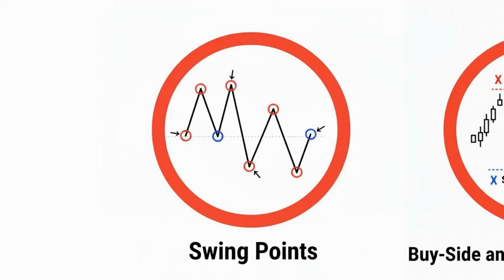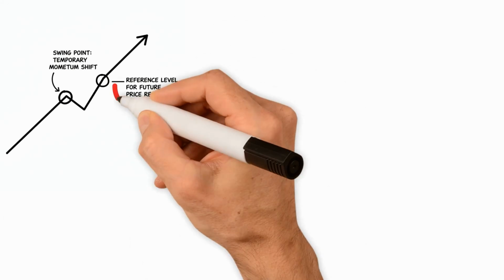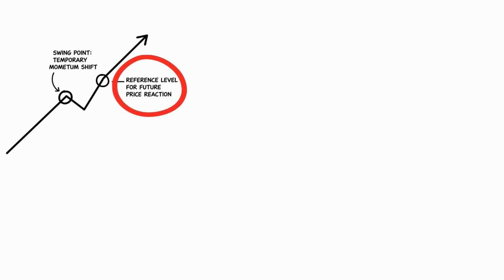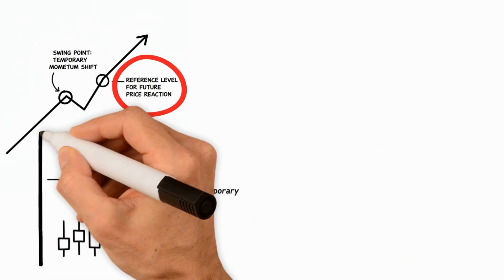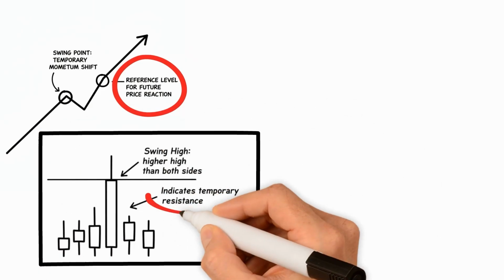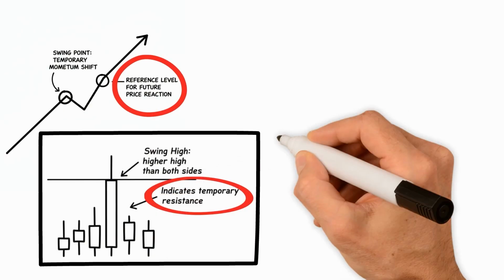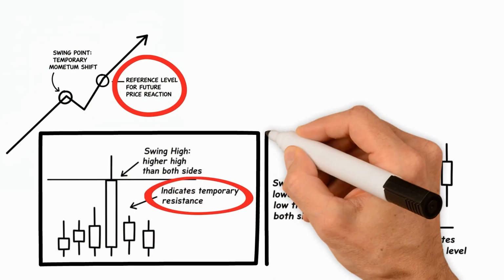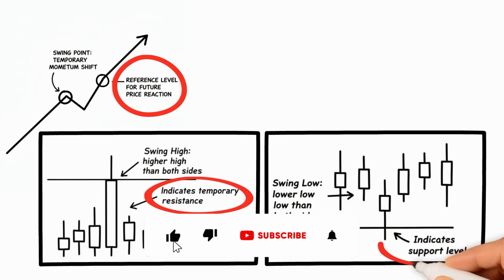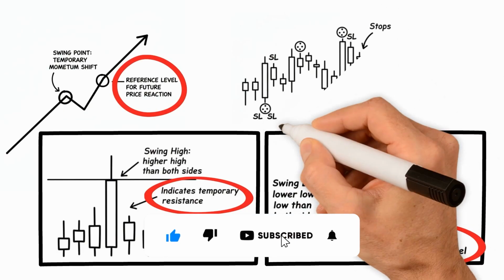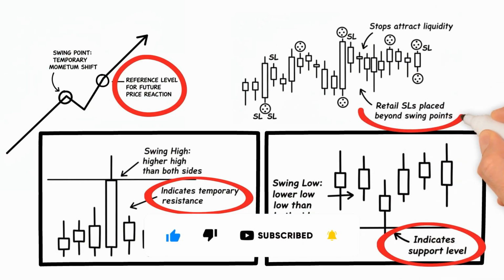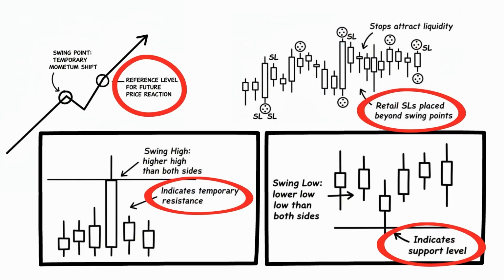Swing points. Swing points are key reference levels where price momentum temporarily shifts. A swing high forms when a candle has lower highs on both sides, suggesting temporary resistance. A swing low is the opposite, when a candle has higher lows on both sides, indicating support. These points attract liquidity because retail traders often place stop losses just beyond them.